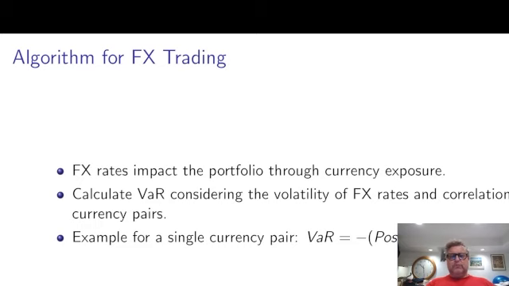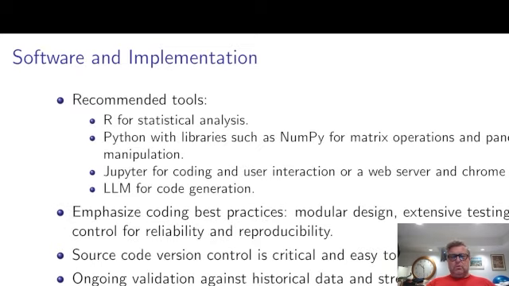Now for FX rates, let me just throw it out. FX rates impact the portfolio through the currency exposure, and we calculate VaR using the volatility based on the FX rates, and then the correlations between the currency pairs with the covariances. An example for a single currency pair is the position times the vol times the z-score. So let's stop here for now at slide 19.